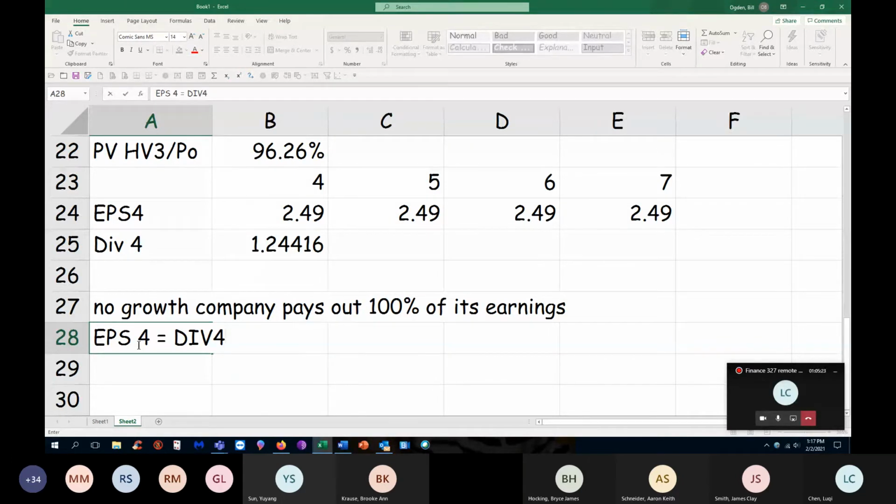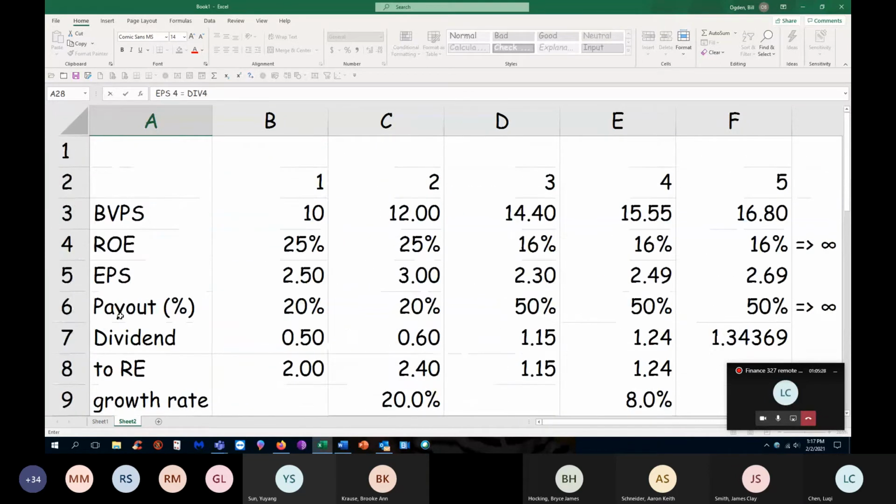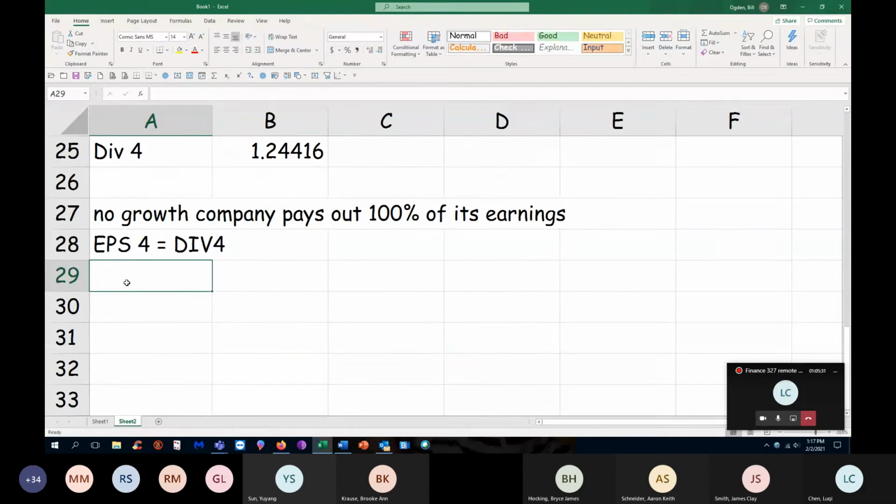All right. Now go back to your basic model. Let's go back to our basic model. P0. Or let's do our P3. We did the horizon value. Let's do that again. So P3 is equal to dividend 4 divided by R minus G. All right. So let's keep going and let's say G is 0.